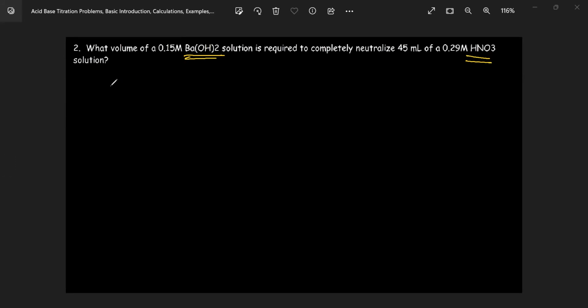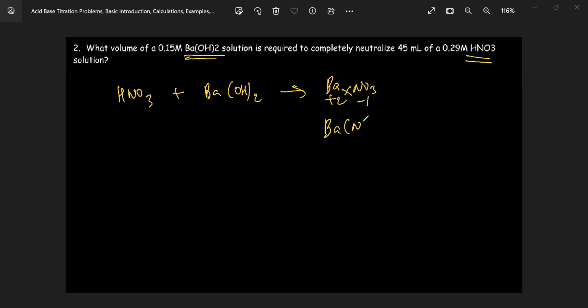For doing neutralization, let us write the acid first. Here the acid is nitric acid, so I am writing HNO3, and this is reacting with my base, that is barium hydroxide. And we all know that acid reacts with base to give salt and water. So here the salt will be barium nitrate. Barium has a +2 charge and nitrate has a -1 charge, and there will be a crisscross. So the formula of barium nitrate will be Ba(NO3)2.